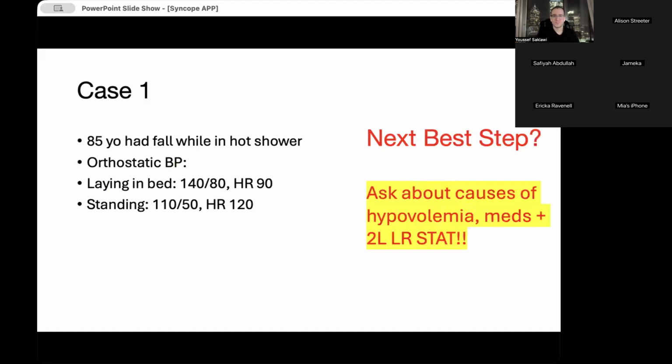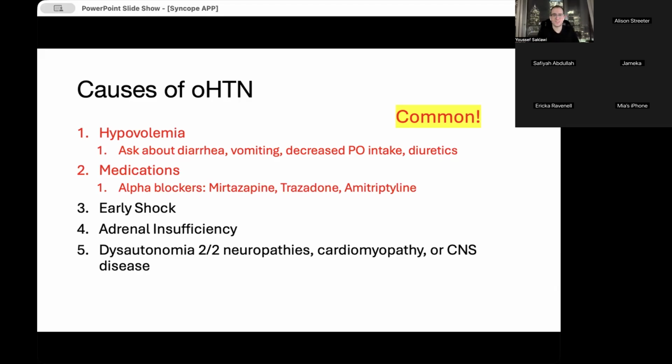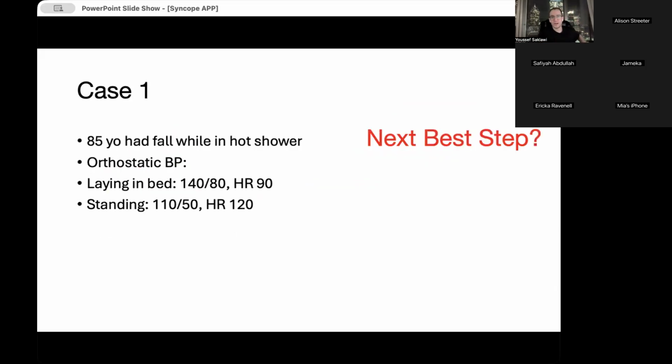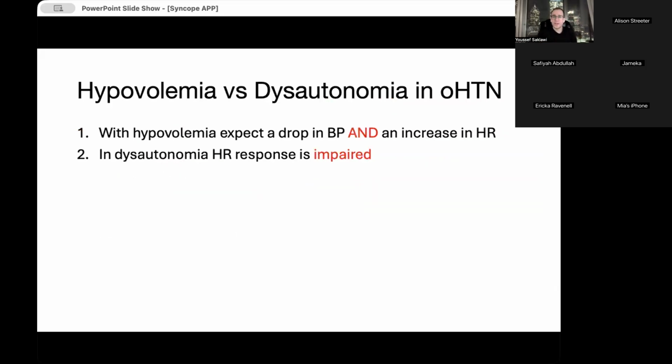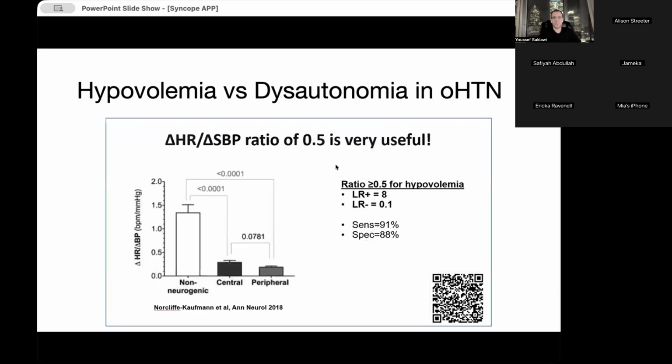All right, so we were saying that these were the causes: hypovolemia, meds, and then all these other etiologies like early shock, adrenal insufficiency, dysautonomia. Is there a way for us to know early on if it's hypovolemia or dysautonomia? The trick is that if you're hypovolemic, your heart rate should go up. And if you have dysautonomia, your heart rate usually does not go up. And they actually went and measured this.